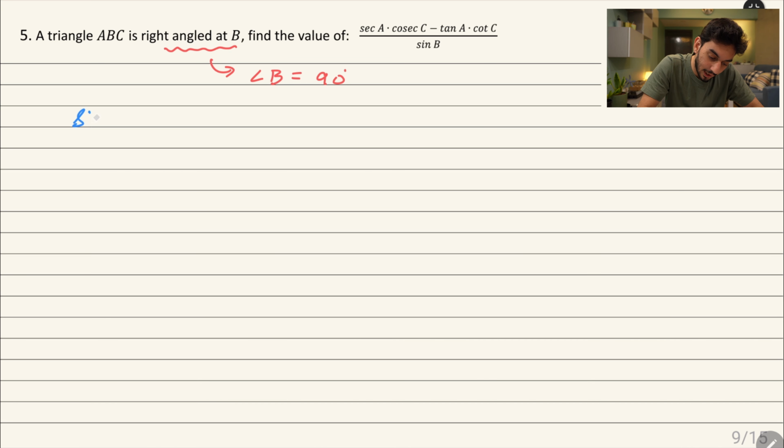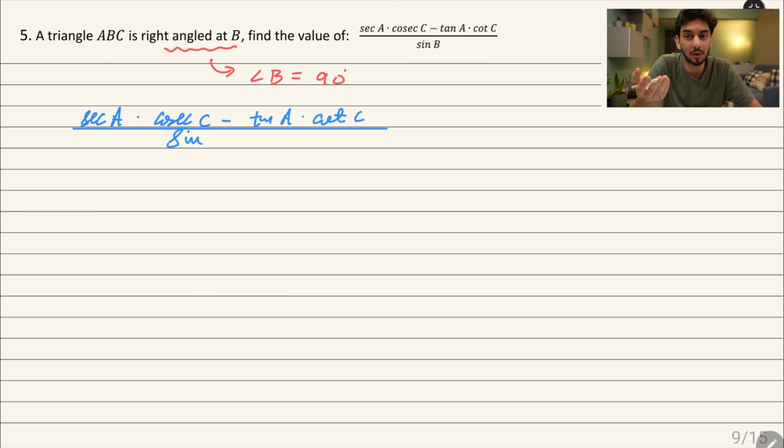Can I write this thing as (sec A times cosec C minus tan A times cot C) upon sine, not B, because I already know that B is equal to 90 degree. So I'll just write sine 90 degree. Now, sine 90 we all know is 1 from the standard angle table. So this thing now becomes sec A times cosec C minus tan A times cot C. What do I do now? Because I can see so many angles and I have nothing left over here.